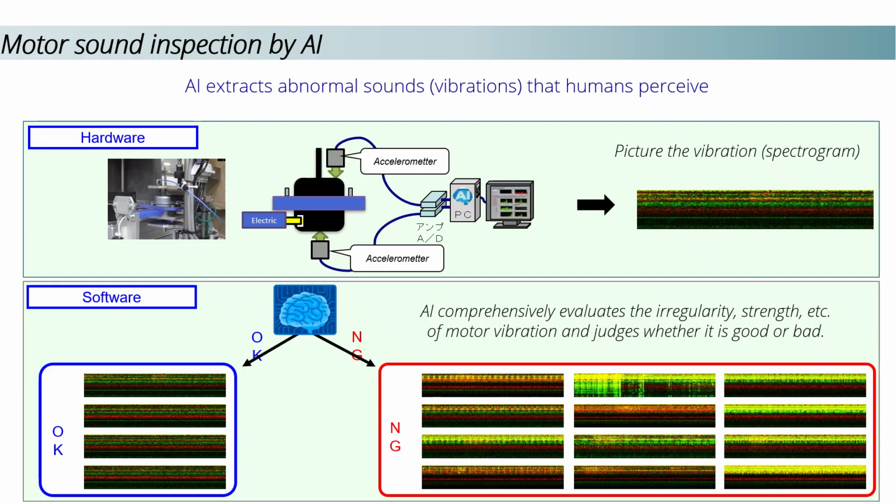Based on this analysis, the AI determines whether the motor is OK or NG. On the left, you can see examples of the OK motors. These spectrograms show consistent and stable patterns. On the right, the NG example contains rough, uneven or distorted areas, indicating abnormal vibration caused by issues such as misalignment or assembly defects.